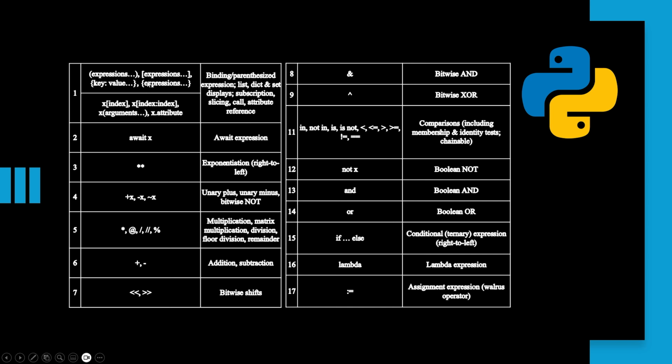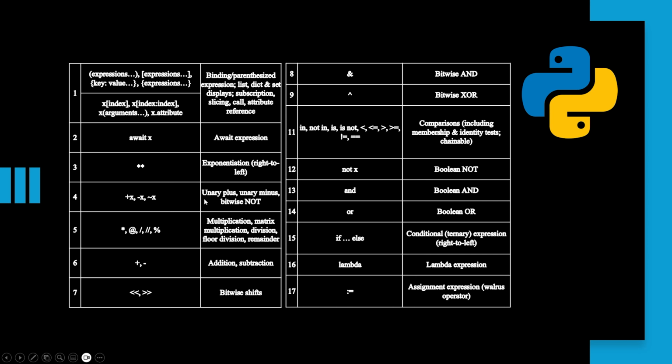Expressions are evaluated first. But which expressions? Expressions inside parentheses and lists, dictionaries, set displays, subscriptions, slicing, calls, attribute references. These are the first ones. Then await expressions, especially used for asynchronous operations, so it also has a higher precedence. Then exponentiation, just like in real math, you get the power of something.